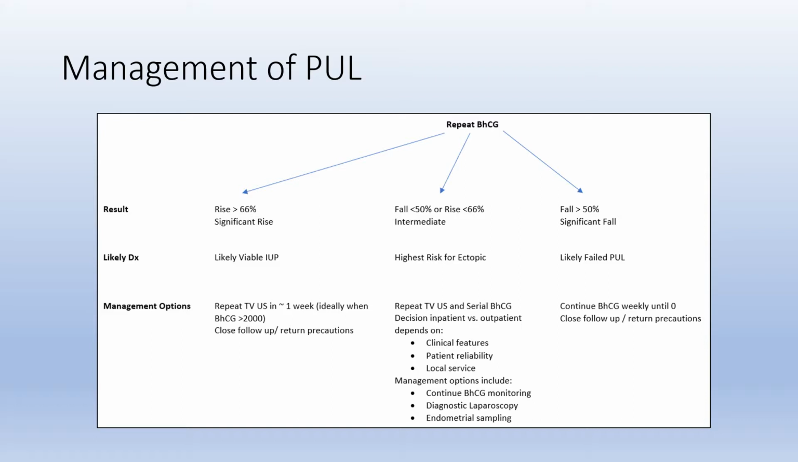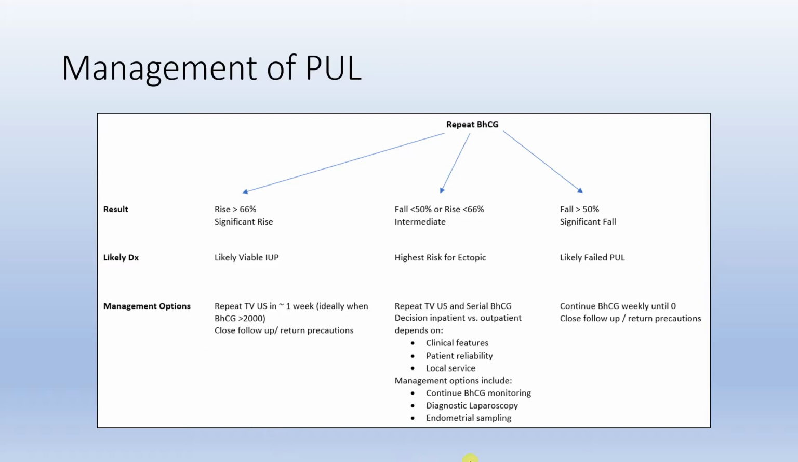Now, you can have a look at this table here, and I might demonstrate a few things. So, at 48 to 72 hours, if you do another Beta HCG level, and the rise is greater than 66%, which we consider significant, it's likely to be a viable intrauterine pregnancy. Now, of course, we need to be careful and tell these women to follow up with us closely and give them some return precautions as previously described. But these women will usually get a repeat transvaginal ultrasound in 1 week, and ideally when the Beta HCG level is well above the discriminatory zone.